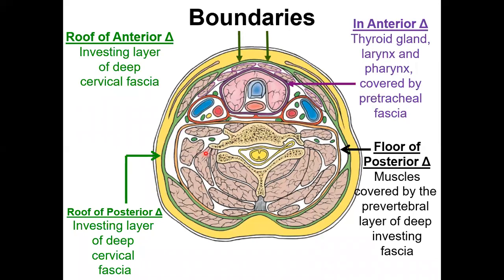Okay. For your anterior triangle, is it the same? Oh, so the roof is the same, obviously, because it's the outer portion. So the investing layer of your deep cervical fascia again. However, the anterior triangle, oh, now she's talking about contents. Oh, okay, got it. Thyroid gland, larynx and pharynx covered by pretracheal fascia.